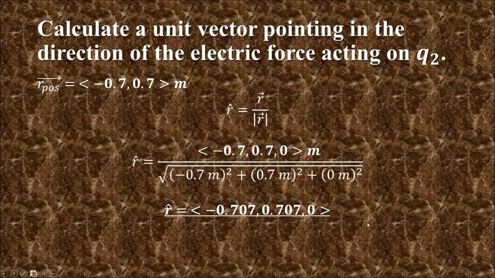And notice that there are no units at the end over here because the unit vector is meters divided by the square root of meters squared, which is meter over meter, which results in being dimensionless.